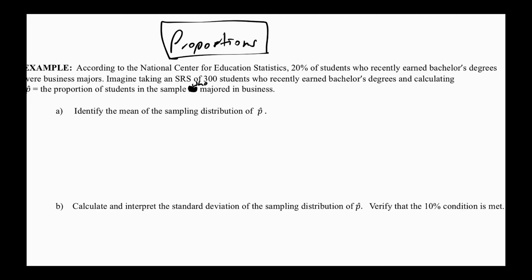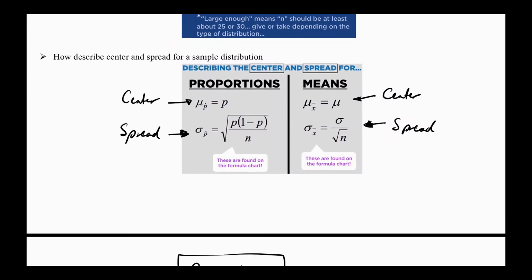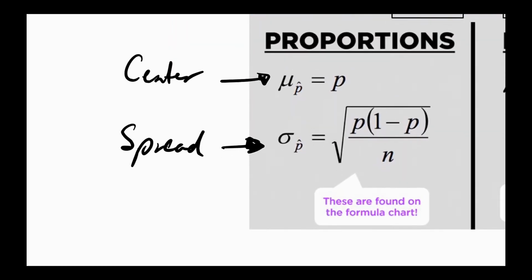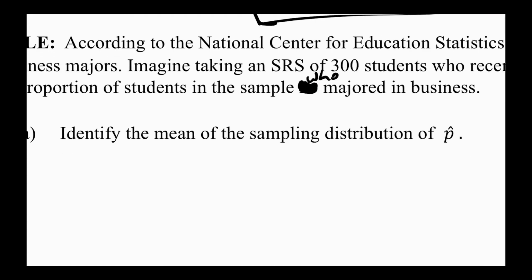So we're only going to use things under proportions, not means. On the board here, I'm only going to use the blue ones if I need to. Over here, in your equations, I'm only going to use these if I need to. I'm not going to worry about anything means related because it's not a means question. Okay, so now let's look at the actual question.